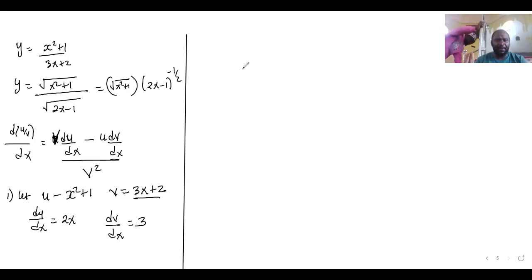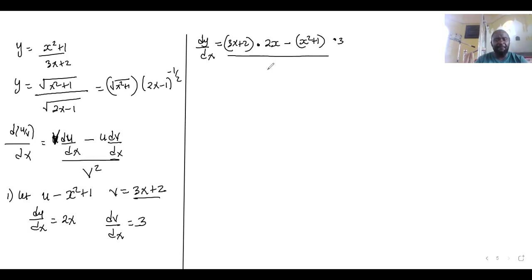This is what is going to happen. dy/dx will now become: our v is (3x + 2), our du/dx is 2x, minus our u, which is x squared plus 1, times our dv, which is actually 3. Then divide by v, which was the denominator, but this time round the whole of it is squared. Then the rest is algebra.